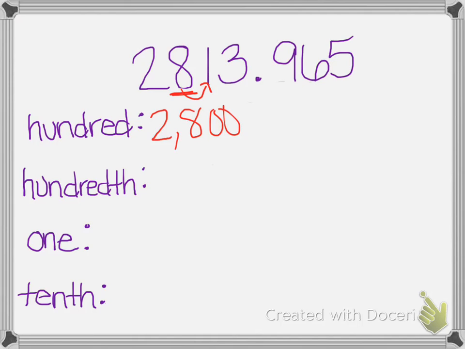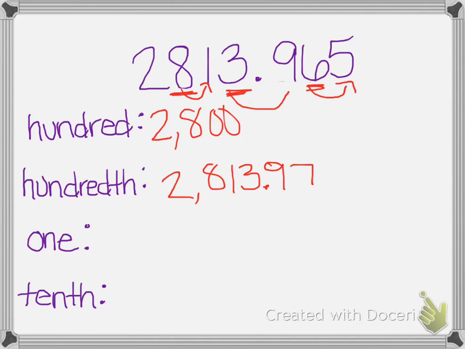So 2,800. The 100th is the 6. We look to the right. It's a 5, so we round up. So again, anything before it stays the same. And then we round our 6 up to a 7. To the nearest ones, we have a 3. So we look to the right. It's a 9, which means we round up. So anything before the 3 stays the same. The 3 we round up to a 4.